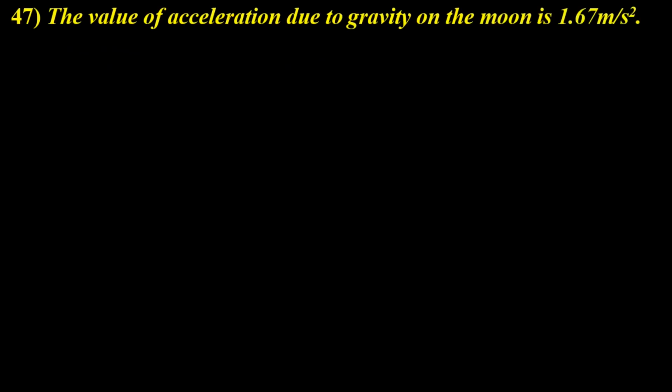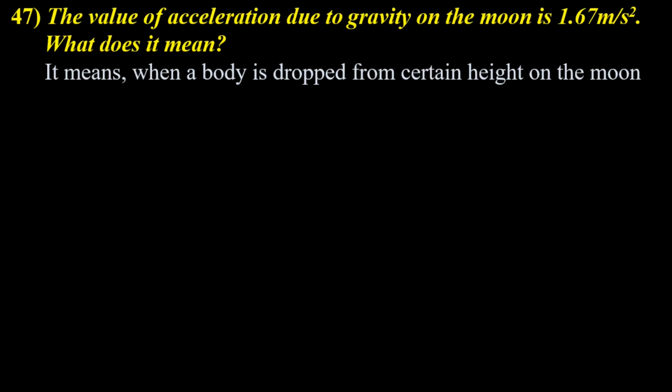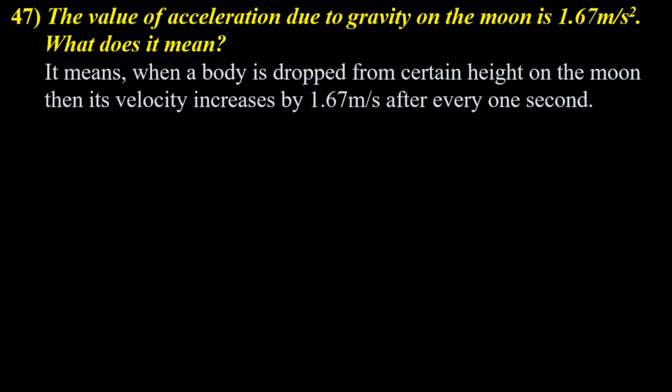The value of acceleration due to gravity on the moon is 1.67 meter per second square. What does it mean? We have to write the meaning of this value. It means when a body is dropped from a certain height on the moon, then its velocity increases by 1.67 meter per second after every 1 second. At the end of first second, its velocity will be 1.67 meter per second.